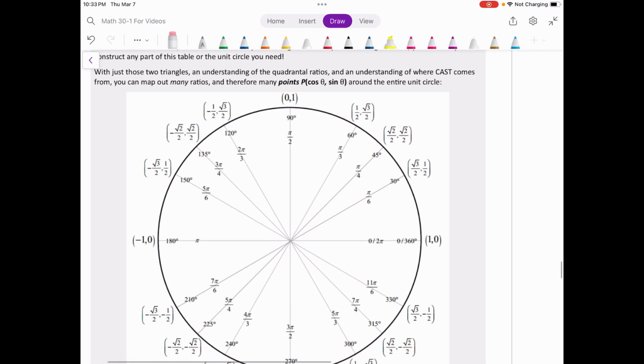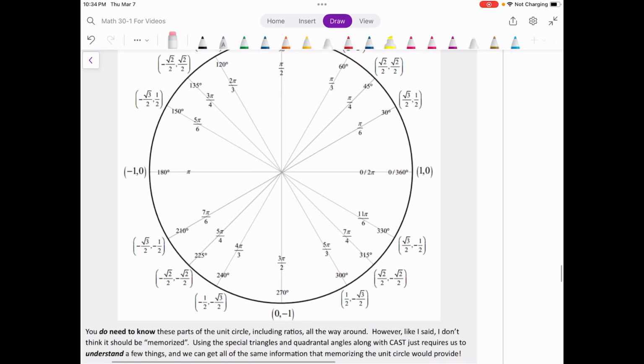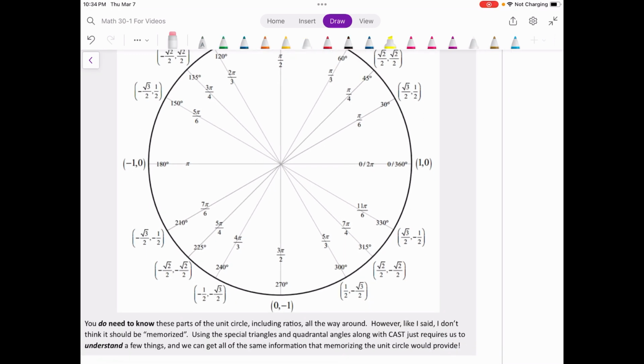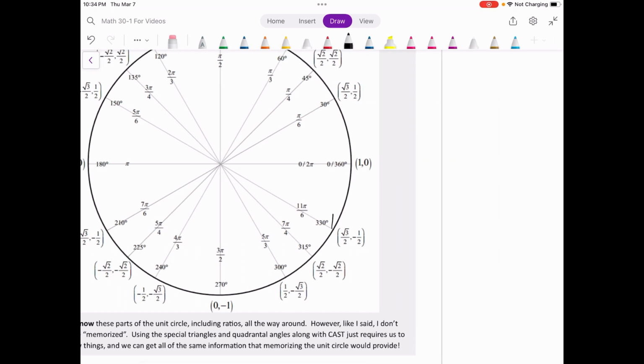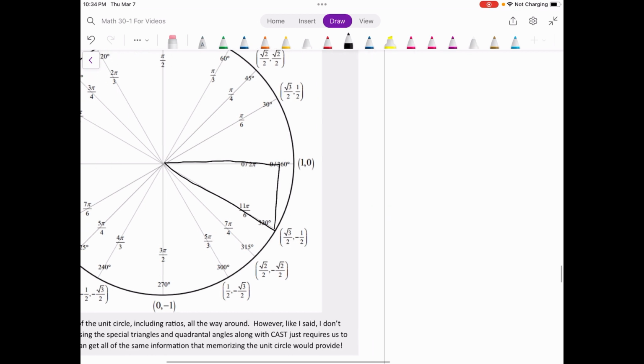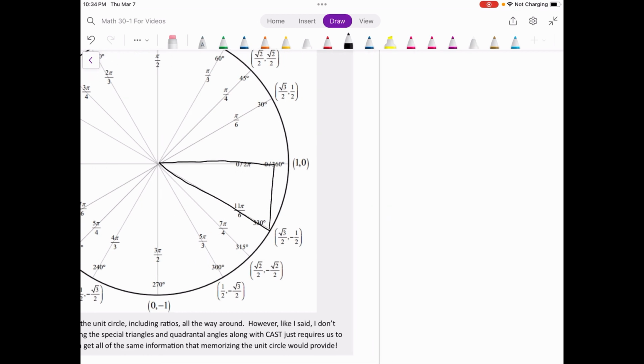Okay, look at these points. Remember, x represents cos theta, y represents sine theta. Look at all of them. Those are all just the ratios we were just talking about, right? So again, we can pretty quickly, without having memorized this whole unit circle, for example, ask: what will the sine of 330 degrees be? Well, what I recognize is that 330 degrees has a reference angle of 30.